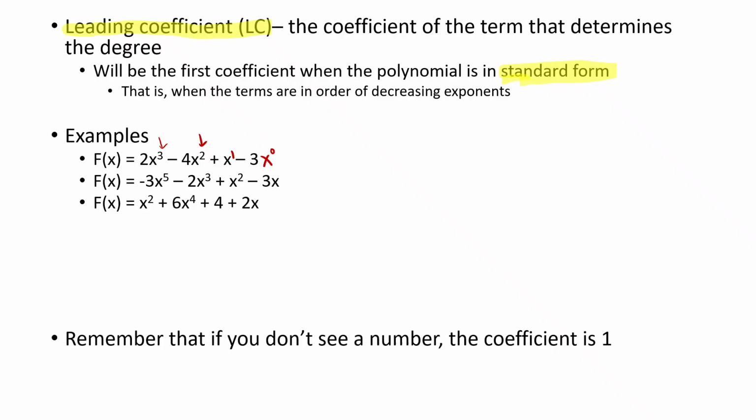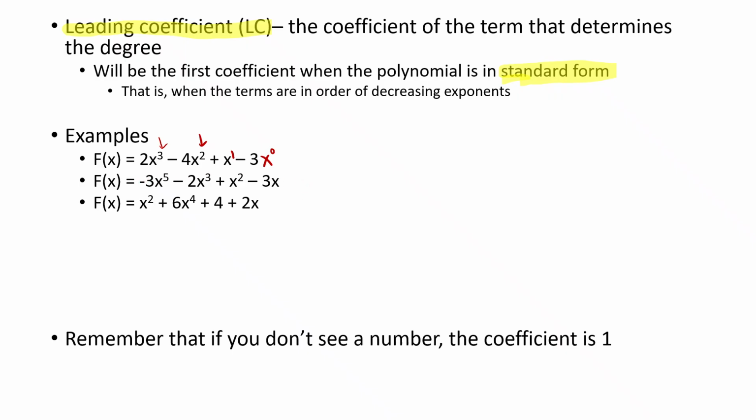Okay, we don't usually write the x to the 0, but it does go 3, 2, 1, 0. Now that that is in standard form, when we talk about the decreasing exponents, that is what we're referring to: when the exponents go 3, 2, 1, 0 in that order.